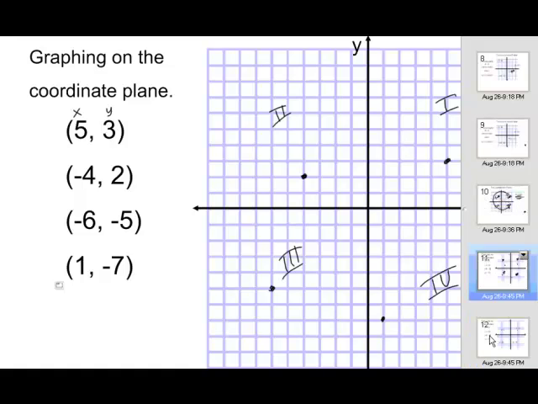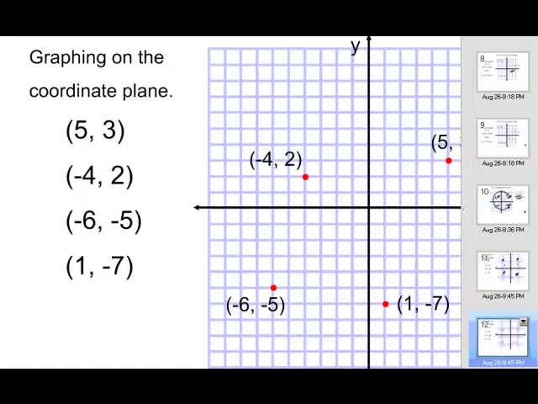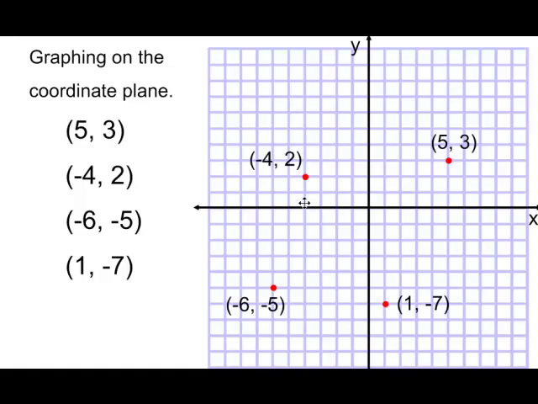Okay. All right. So now just to check. Over 4 to the left, up 2, negative 4, 2. Over to the right 5, up 3, 5, 3. Over to the right 1, down 7, 1, negative 7. Over to the left 6, down 5, negative 6, negative 5.